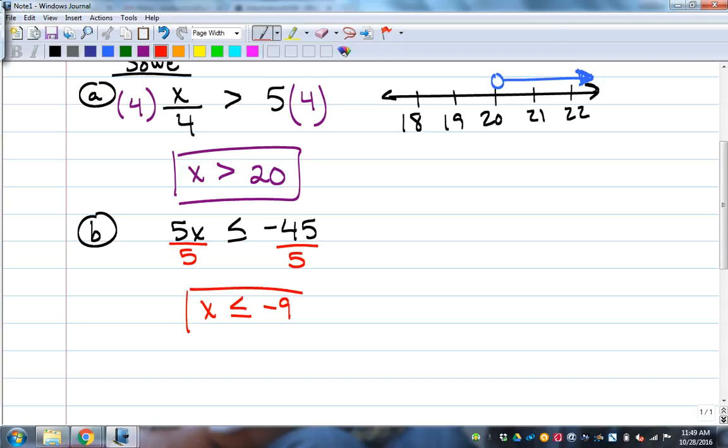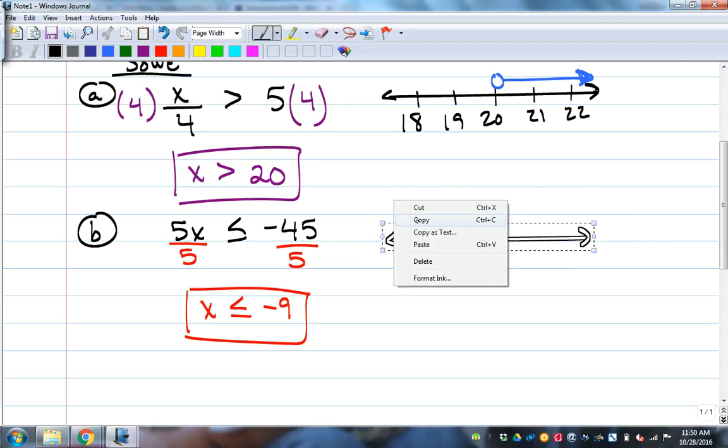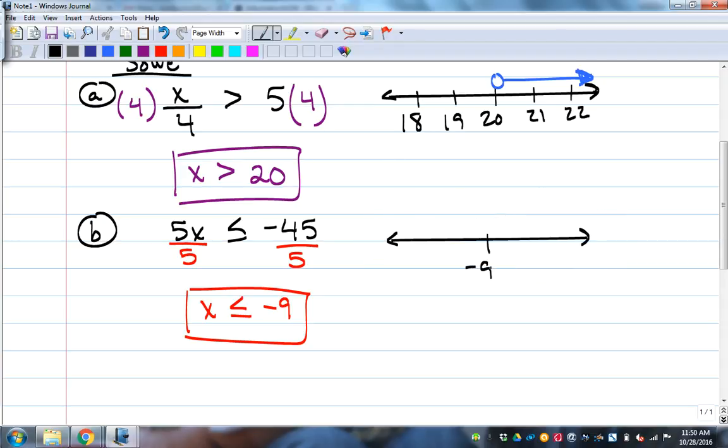All right. So we get that number line. -9 in the middle. What goes to the right of -9? And to the left would be -10, -11. Open or filled in? Filled in. And it's going toward the left because it's less than. All right, pretty easy.